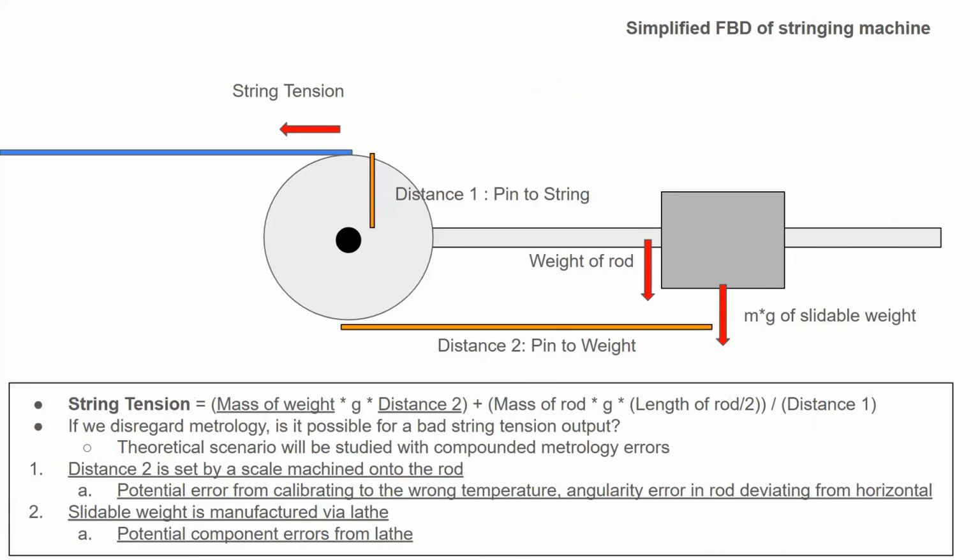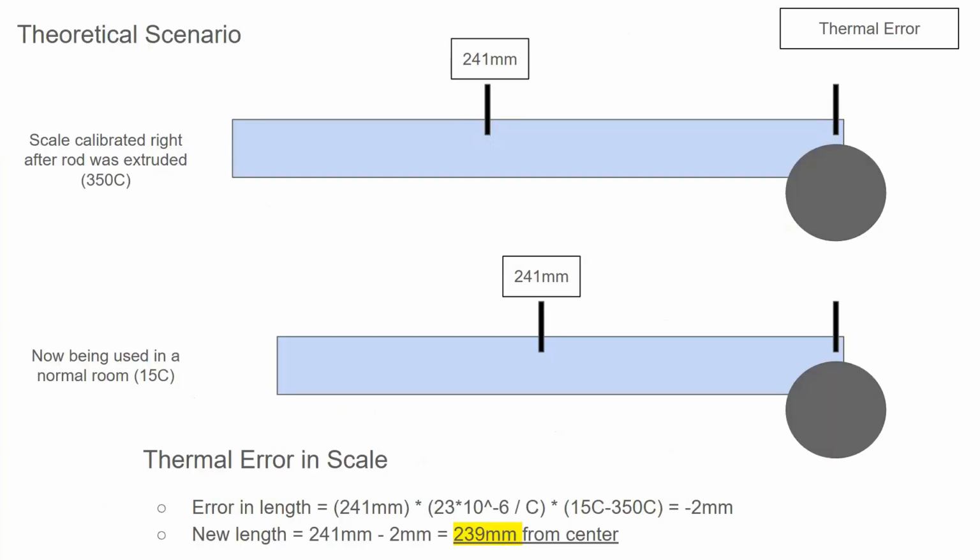Now that we have our string tension, what I want to explore next is if we disregard metrology, is it possible for a bad string tension output? I'll explore a theoretical scenario with 3 errors to see how that affects our string tension. The first theoretical error comes from a thermal error. Let's assume the scale was calibrated right after the rod was extruded at 350 C. Now that it's being used in a normal room at 15 C, the scale has contracted.